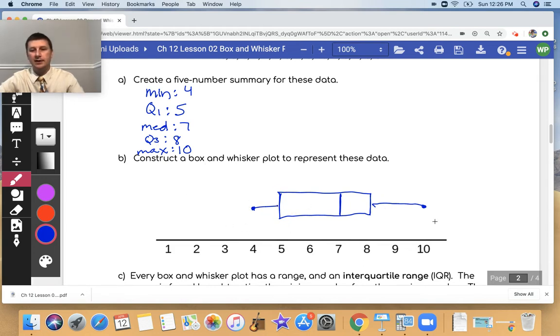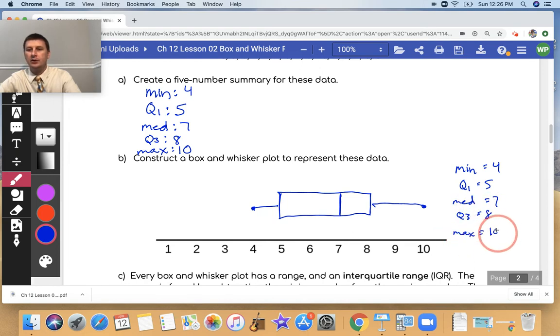Now, when you create this box and whisker plot, we do have our 5-number summary up here, but we do want to, somewhere on our plot, label that our minimum is 4, our first quartile is 5, our median is 7, our third quartile is 8, and our maximum is 10. You could choose to do this off to the side, or you could do it above each part of the graph by saying minimum is 4, and so on.